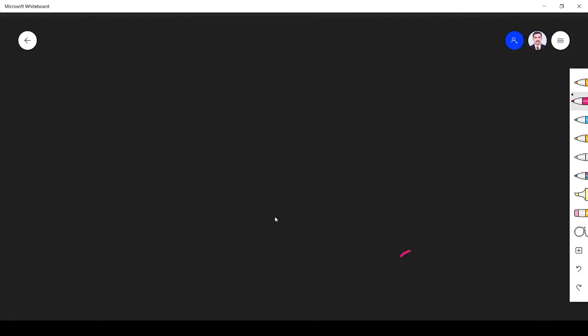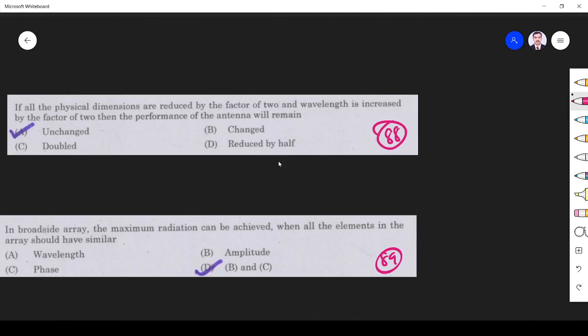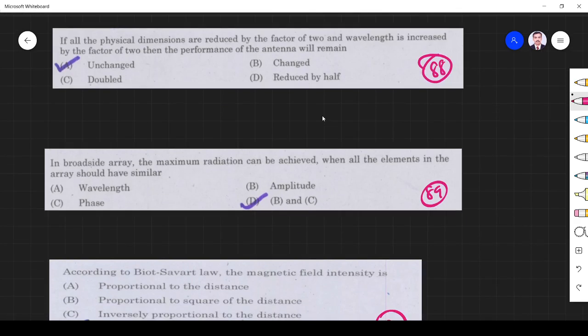Next question. If all the physical dimensions of the antennas are reduced by a factor of 2 and the wavelength is increased by the factor of 2, then the performance of the antenna will remain unchanged. Because all the factors are inversely proportional to lambda. When lambda increases by a factor of 2, the total remains unchanged.